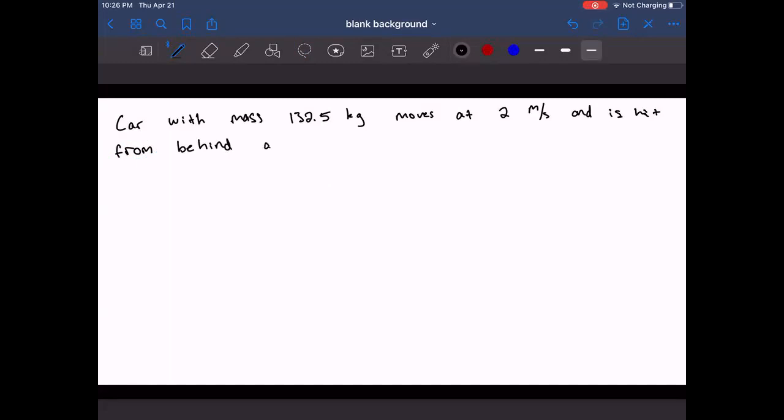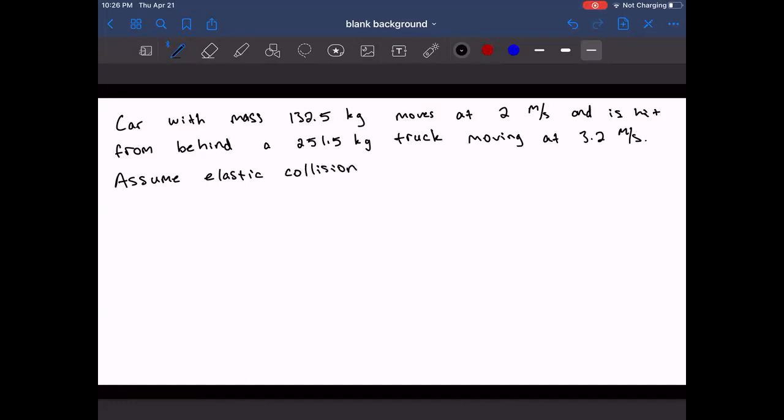So the truck is 25115. 3.2 meters per second. Great. Okay, we're going to assume an elastic collision. So think about it. Tell me when you think you know what that means. In words is fine. Elastic collision.